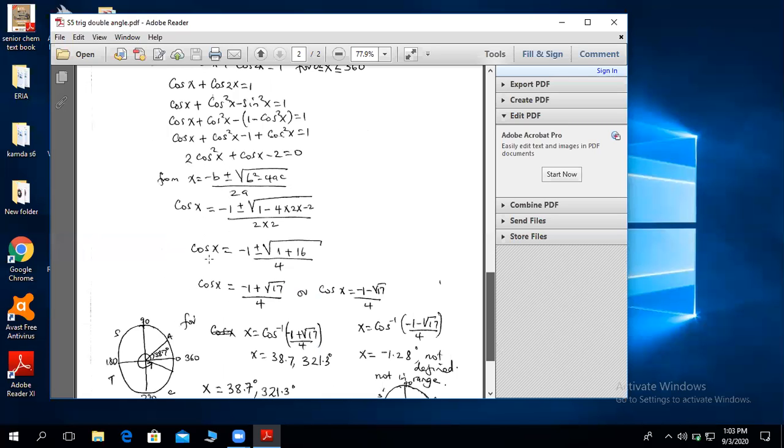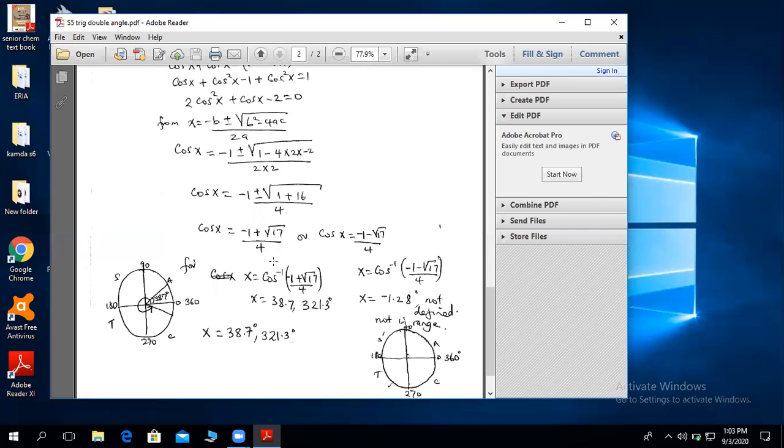So cos x, when you look at this, it becomes 1 plus 17, negative times the negative plus 16, and it becomes root 17 out of 4. From your calculator, when you get cos arc of this thing, you are going to get the answer.